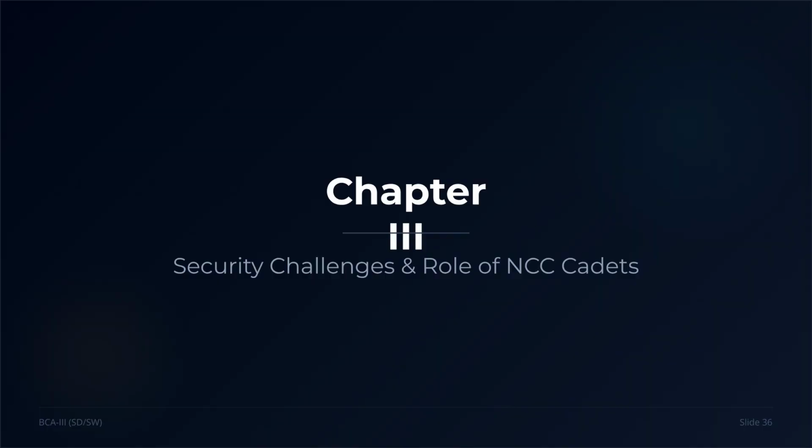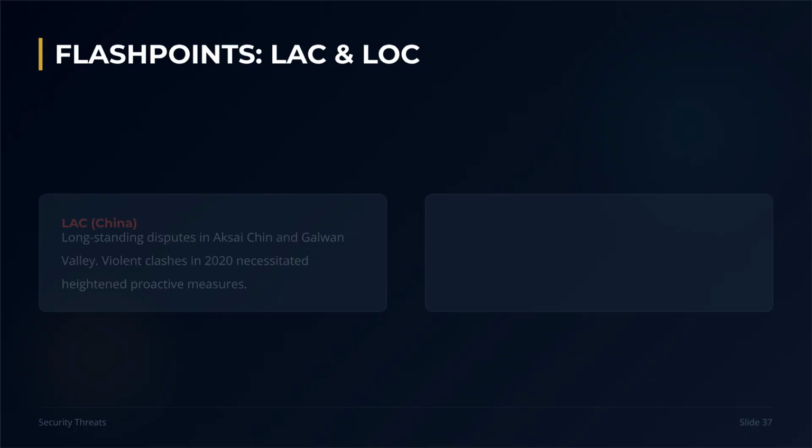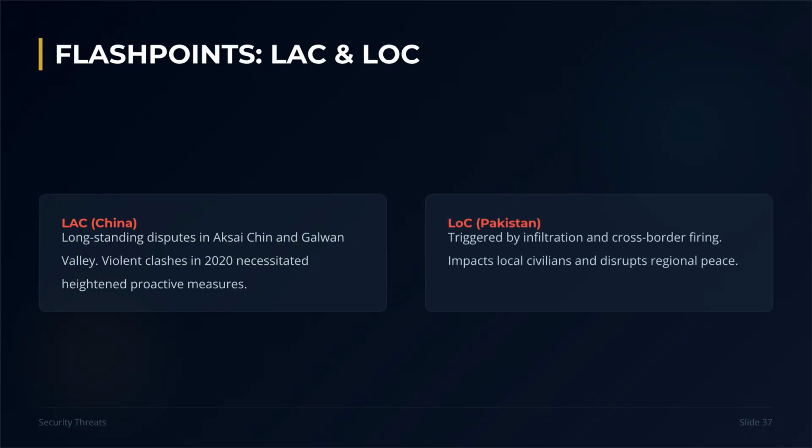We now move to Chapter 3, focusing on security challenges and the role of NCC cadets in border and coastal area management. Key flashpoints include the line of actual control with China, marked by long-standing disputes and clashes in areas like Aksai Chin and Galwan Valley. The line of control with Pakistan is volatile, characterized by infiltration and cross-border firing, disrupting regional peace.